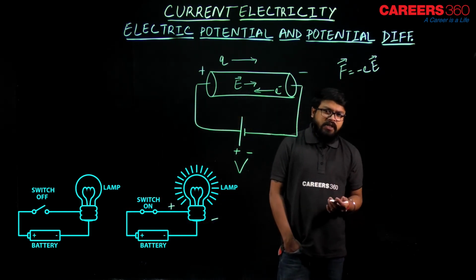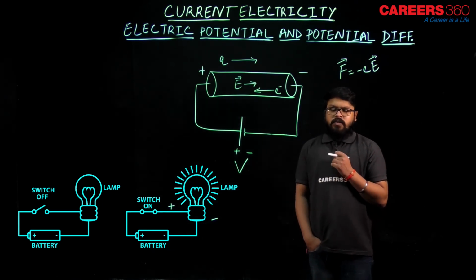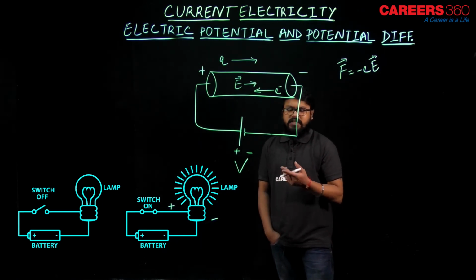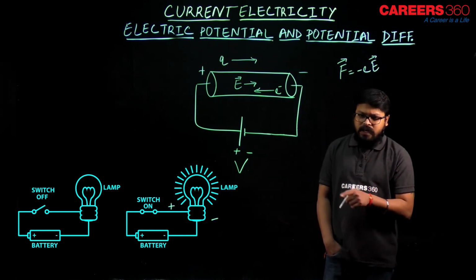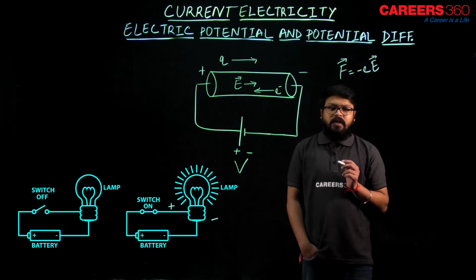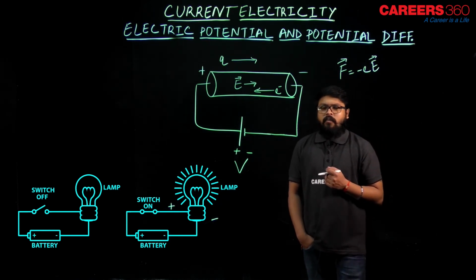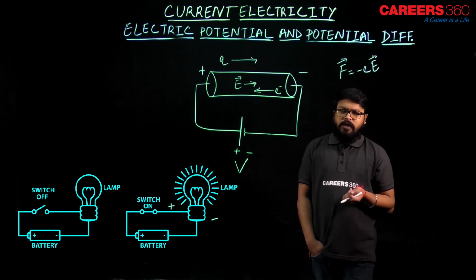So when a potential difference is established across the conductor, the current flows from higher potential to lower potential, that is from the positive end of the battery to the negative end of the battery. And when the current flows, it delivers the electrical energy to the lamp over here. I hope you got that right. Now let's solve some problems based on electric potential and potential difference.